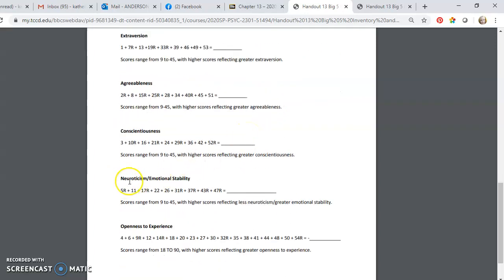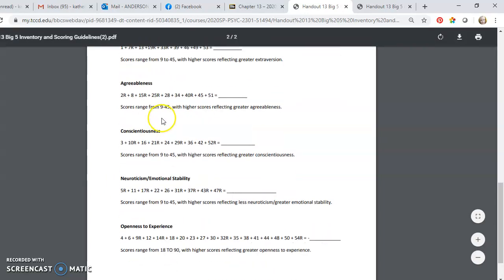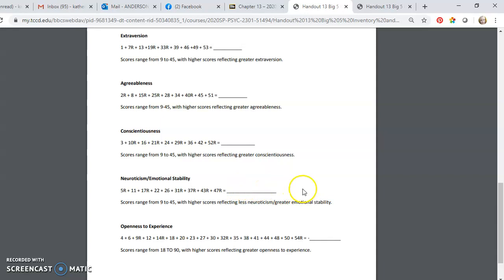One more thing to notice is that for most of these, a higher score means you're higher on that trait. Not so with neuroticism. With neuroticism, a higher score actually reflects less neuroticism, or greater emotional stability. So if you get a very high score here, don't say, oh my gosh, I didn't know I was so neurotic. That actually means that you're quite stable.